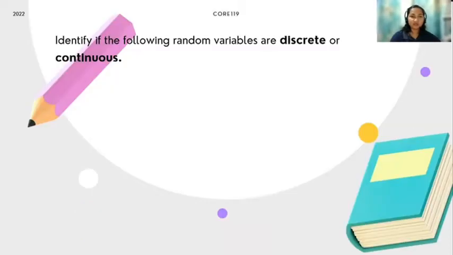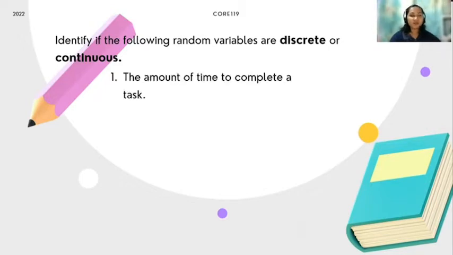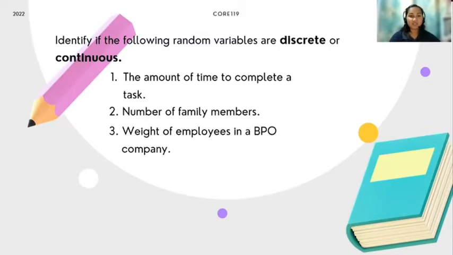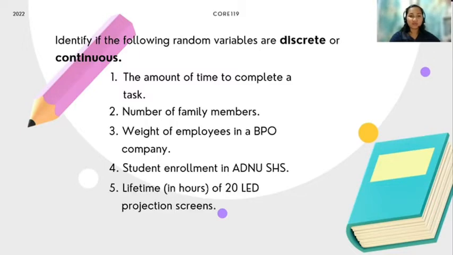Let's identify if the following random variables are discrete or continuous. Number 1, the amount of time to complete a task. Number 2, number of family members. Number 3, weight of employees in a BPO company. Number 4, student enrollment in Adno Senior High School. Number 5, lifetime in hours of 20 LED projection screens. For this part of our video, you can pause for a moment and try to identify the type of variables presented. Let's answer these 5 items.